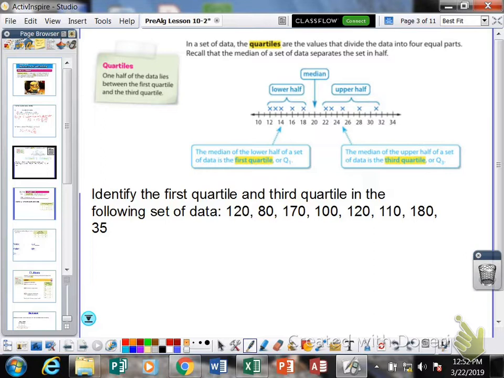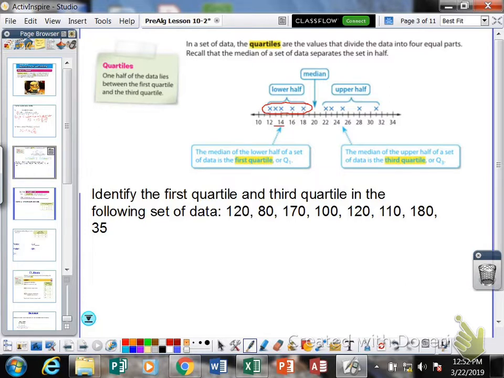Okay, so to find our first quartile, or Q1, the median of the lower half of a set of data is our first quartile, or Q1. If you notice in our lower half here, we have five x's, which represent the 5 numbers. We have 12, 13, 14, 16, and 18. We want to take the median of those 5 numbers, and in this case 14 would be our median there. So that would be our Q1.